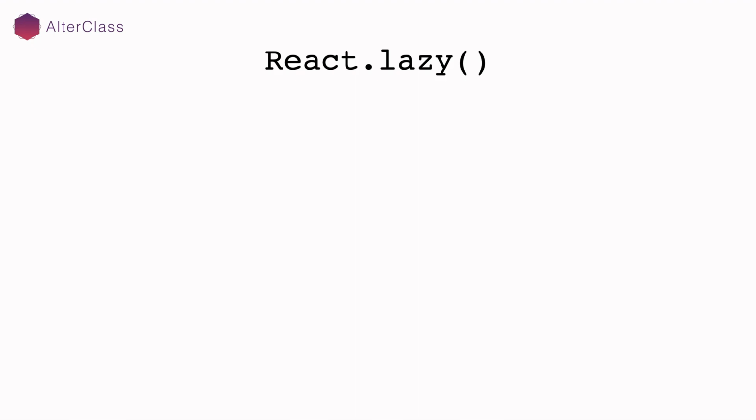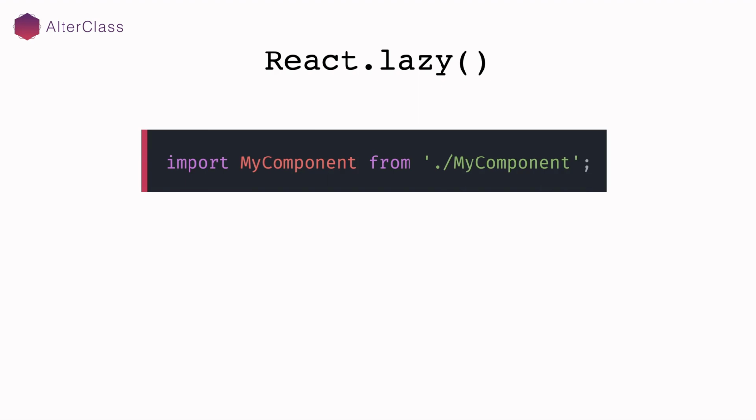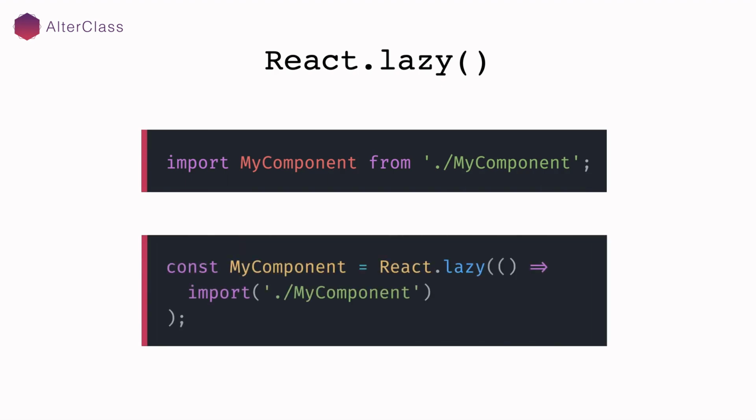Now, if you'd like to use that in our React and React Router applications, we will need React.lazy, which lets us render a dynamic import as a regular component. So, instead of importing a component like this, as usual, we'll call React.lazy and pass in a function that returns a promise from our dynamic import with the component we'd like to lazy load.